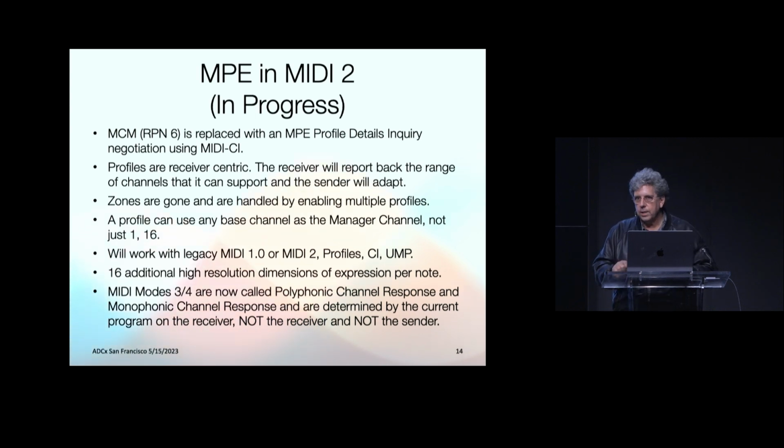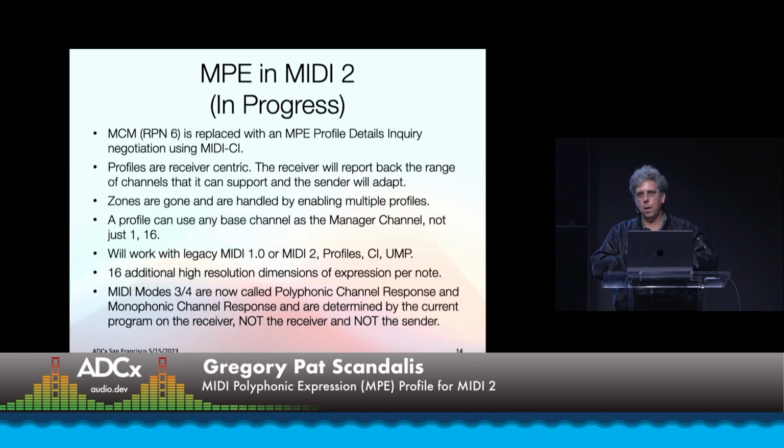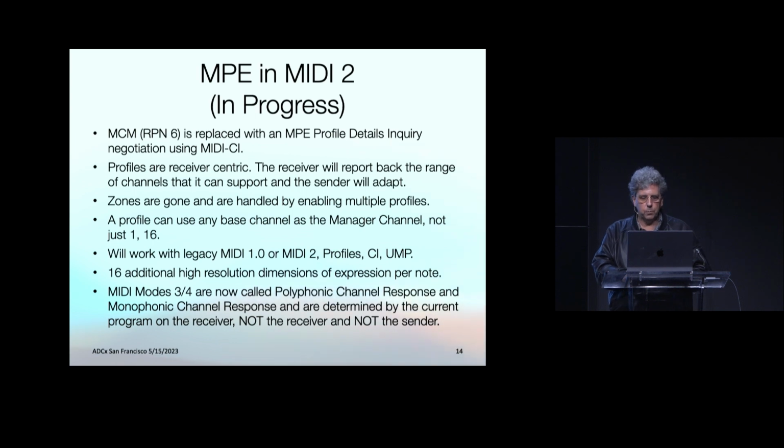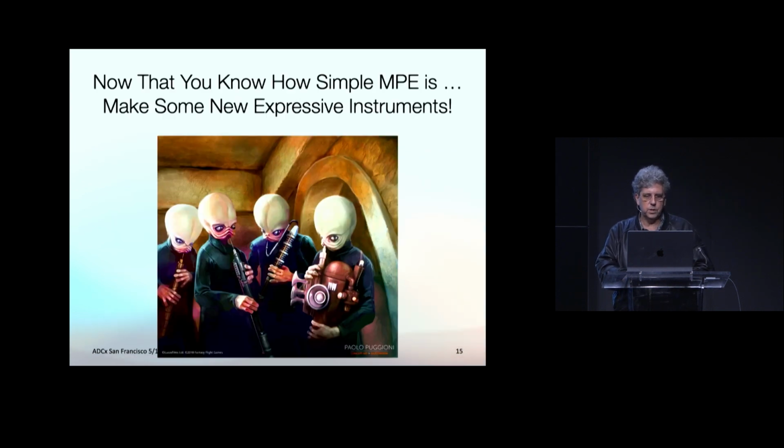So the one addition that's been made to MPE for MIDI 2 is that there are 16 additional high-resolution controllers, because we know that XYZ are not enough. You may also want to say for this note, it's being played at a particular bow pressure. This note, it is being played at a particular bow position. There's probably any number of things that you might want to add expressively as controllers get more sophisticated and as synthesis methods get more sophisticated. And the last thing, the MIDI modes 3 and 4 just have different names in MPE for MIDI 2. They're now called polyphonic channel pressure response and monophonic channel pressure response.